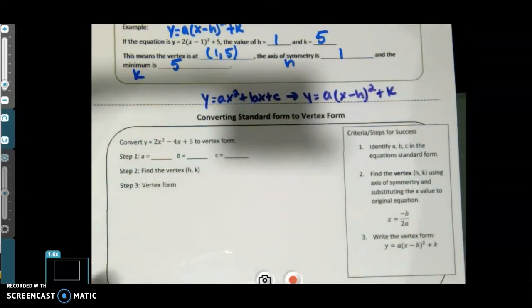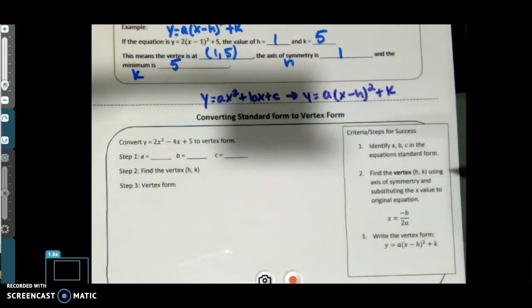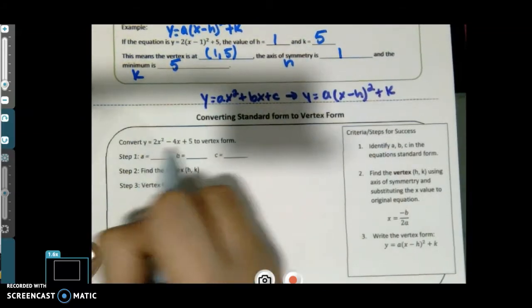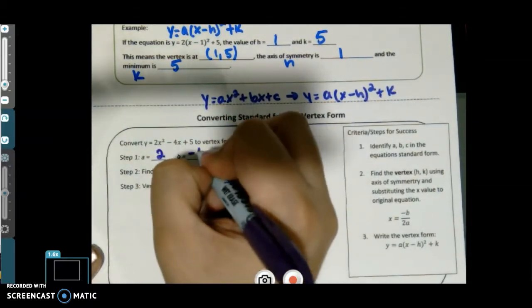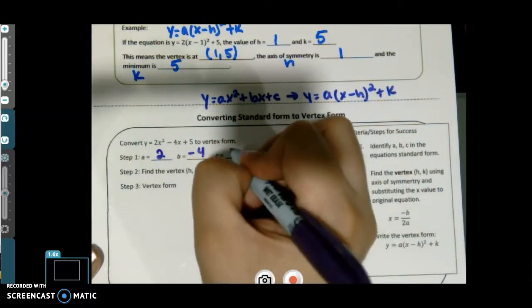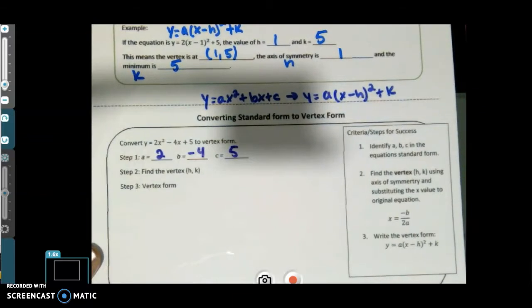So we got some steps here, guys. So you have your little steps right here. So you have to identify a, b, and c in the equation in standard form. Okay. So let's look here. So we know that a is 2, b is -4, c is +5. Okay. So we did that.